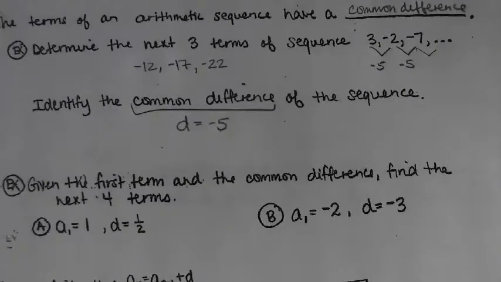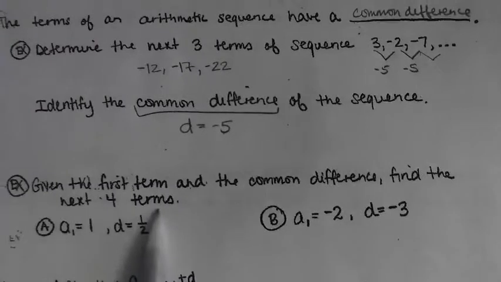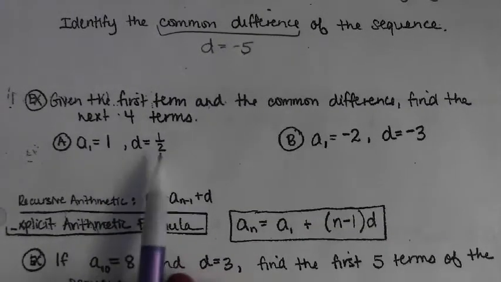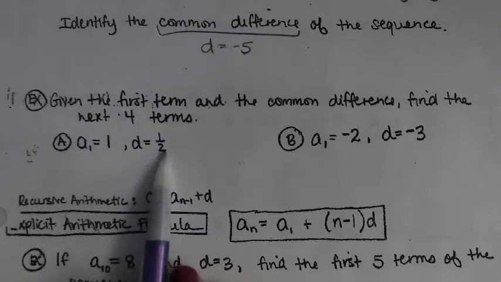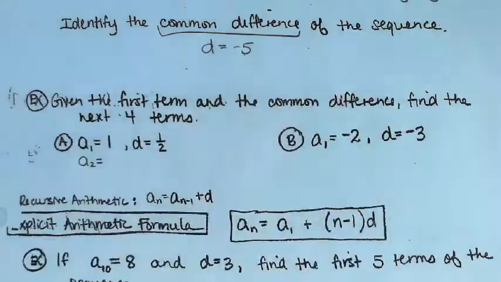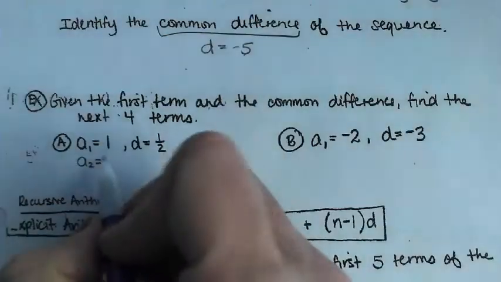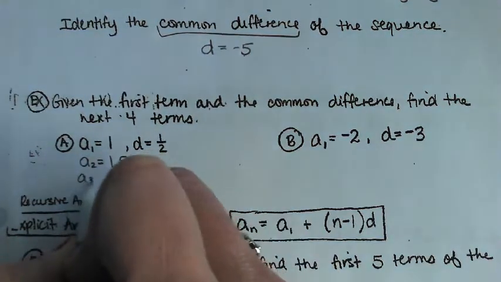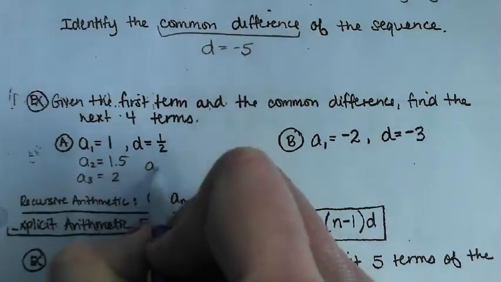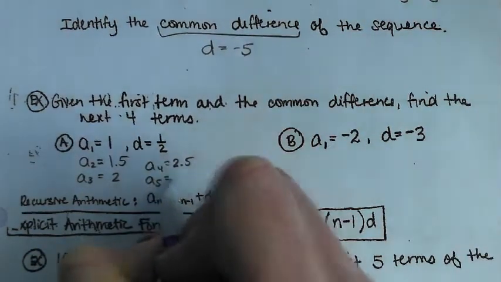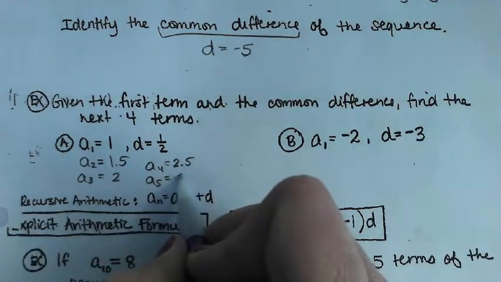Given the first term and the common difference, find the next 4 terms. So a sub 1 is 1. And the common difference here is a positive number, so we're actually going to be adding this every time. So what's the second term if we're adding on a half? 1.5. The third term, 2. The fourth term, 2.5. And the fifth term, add on a half and you get 3.